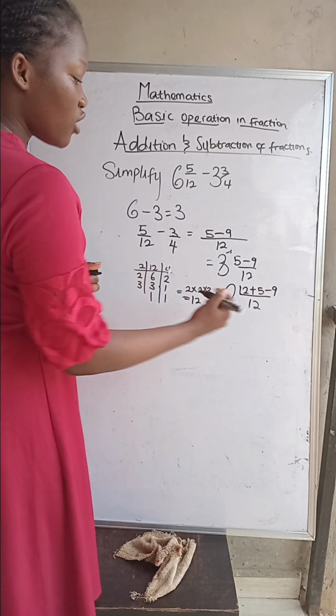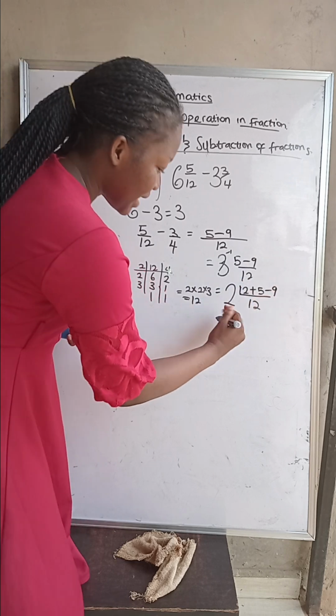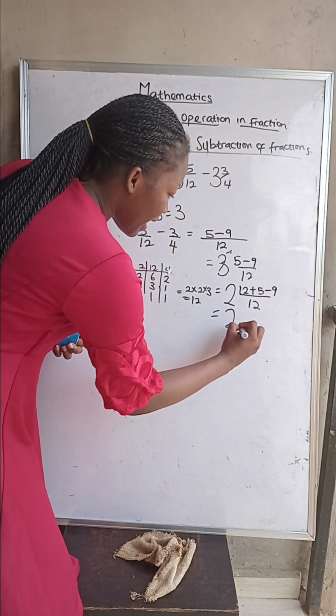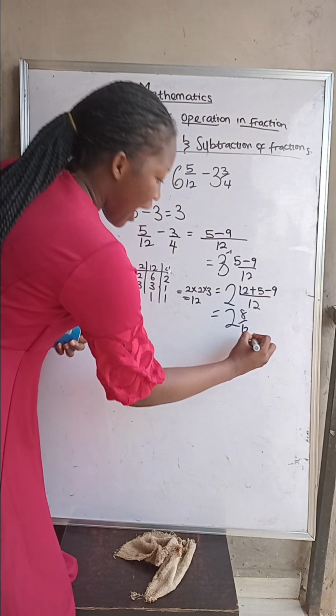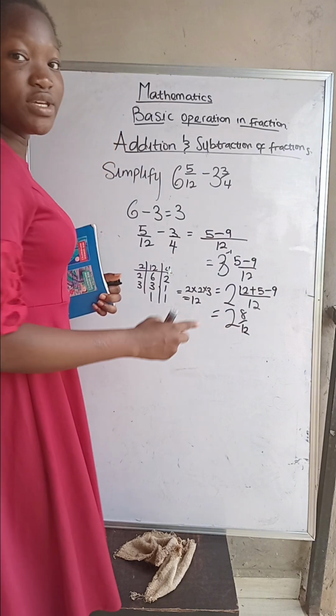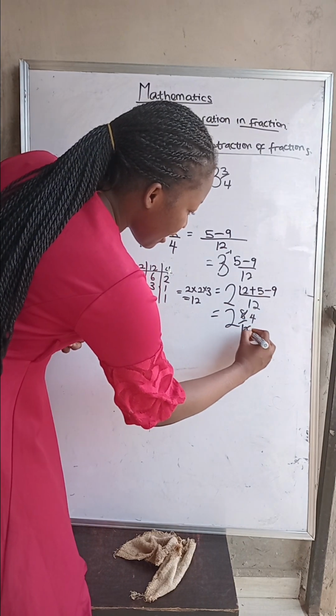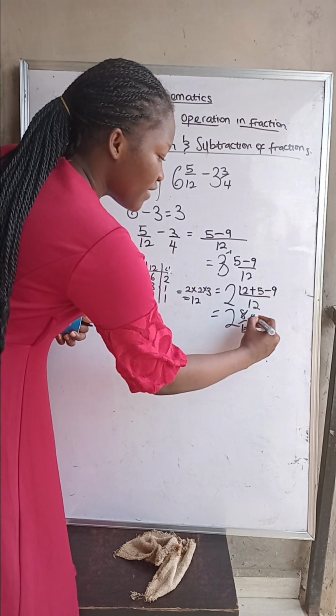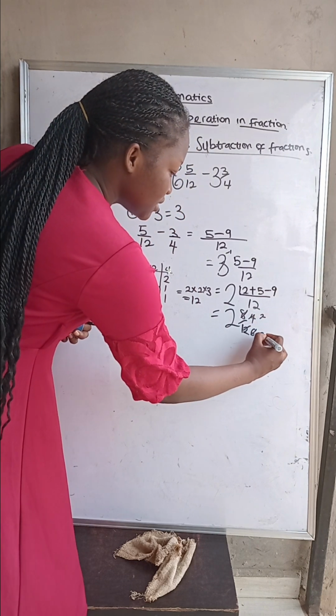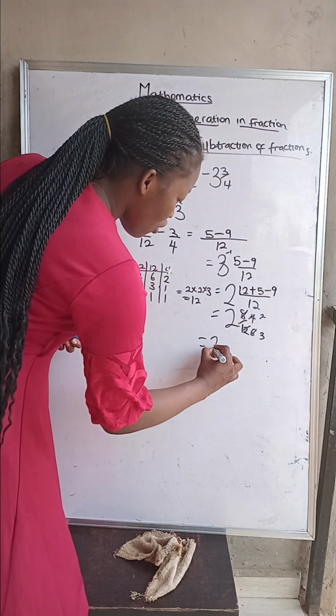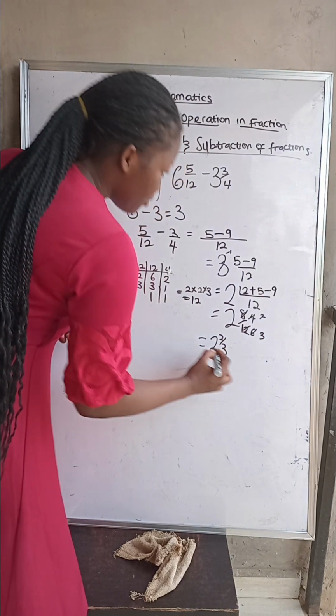So we have what? 12 plus 5 is what? 17. Minus 9, that's 8. That's 2 whole number, 8 over 12. I know you can also change this 8 over 12 to a simpler term. So 2 divided by 8 is what? 4. 2 divided by 12 is what? 6. You go again. 2 divided by 4 is what? 2. And 2 divided by 6 is 3. So our answer is what? 2 whole number 2 over 3.